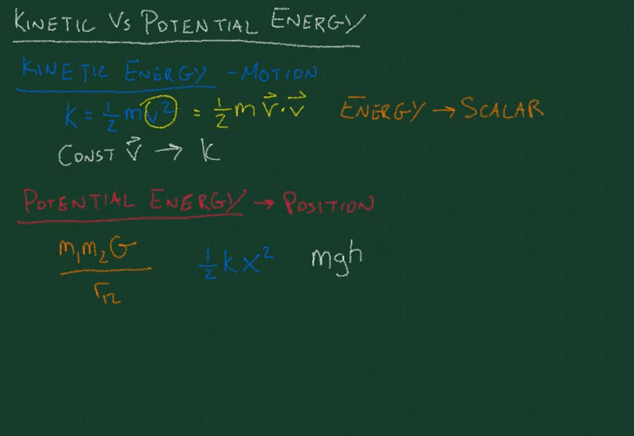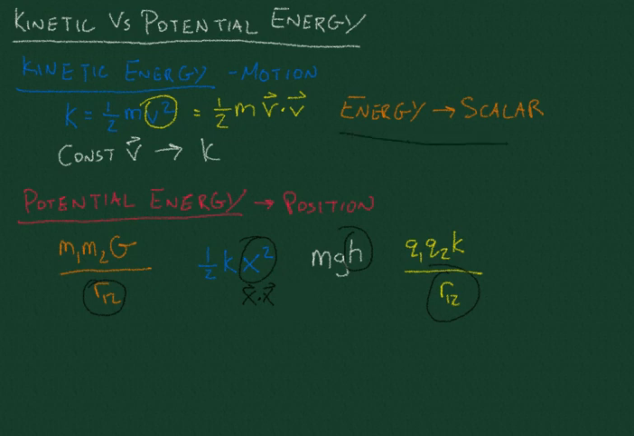We have electrical energy, which is just charge 1 times charge 2 times a constant. This is a different constant k than the spring constant, over the distance between them. So again, we look at the potential energy and we see the same thing that we saw with the kinetic energy, which is that all of our terms that have to do with position are either magnitudes, or in this case a dot product, right? x dot x.